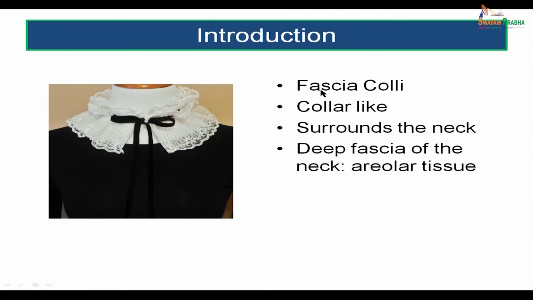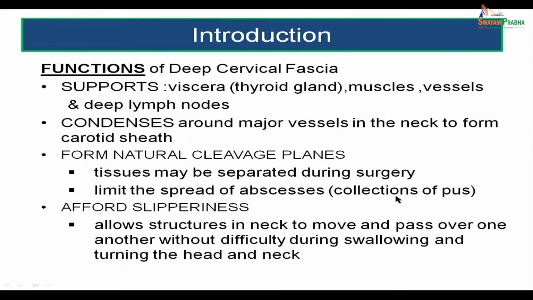It is called fascia colli. It is like a collar which surrounds the neck. It is a deep fascia and it is made up of areolar tissue.